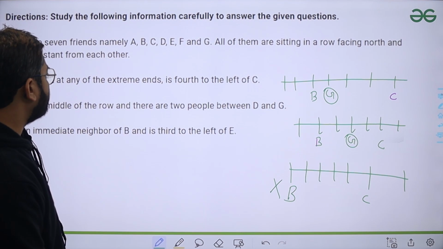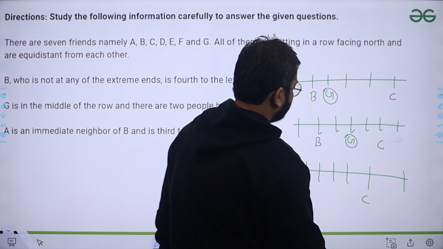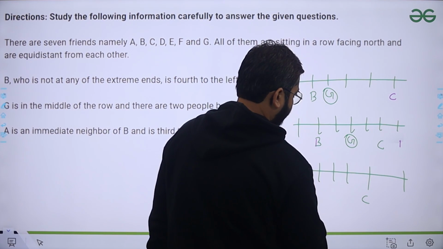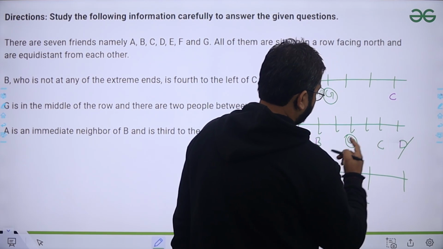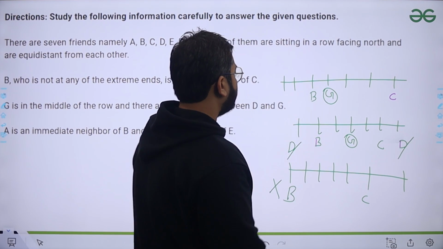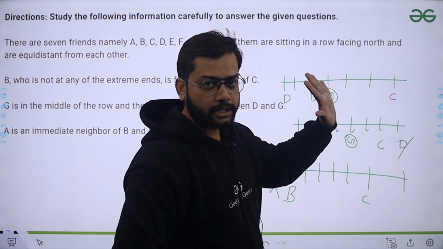जी है, और D और G के बीच में 2 लोग हैं. ओके, सो D और G के बीच में या तो D यहां हो सकता है, क्योंकि D और G के बीच में 2 लोग हो सकते हैं. या तो D यहां होगा, D और G. यहां पर D हो नहीं सकता, ऑलरेडी C यहां पर बैठा हुआ है.